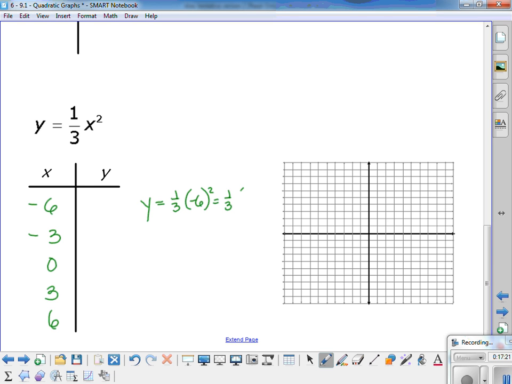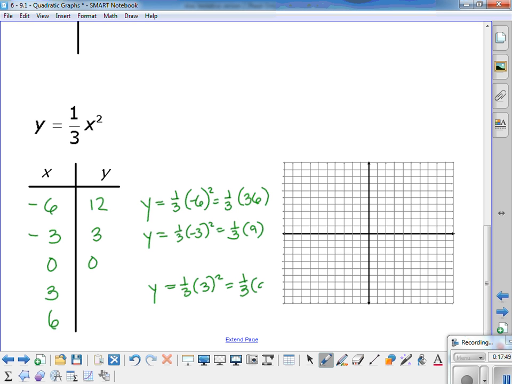So -6 times -6 becomes 36, and 1/3 of that I get 12. And then when I plug in the -3, I get 1/3 of 9, which is 3. If I plug in the 0, I'm going to get a 0 again. And then when I plug in the +3, I still have 1/3 of 9 again. So that's 3. What do you think my last one's going to be? Yeah, it's going to be 12 again.